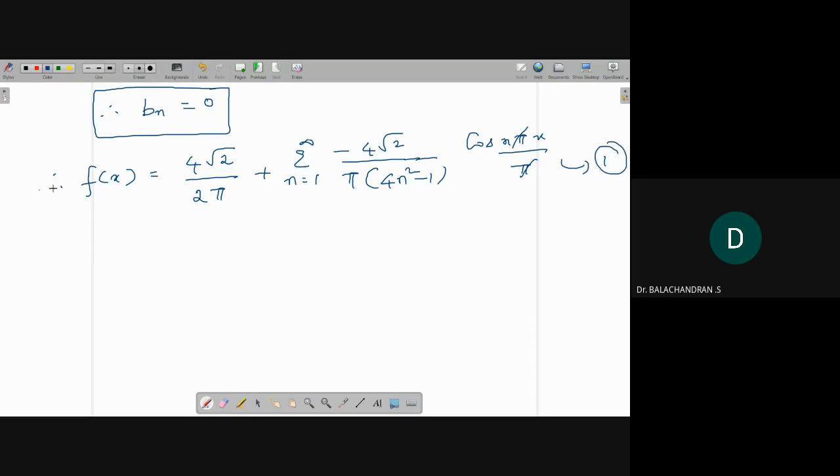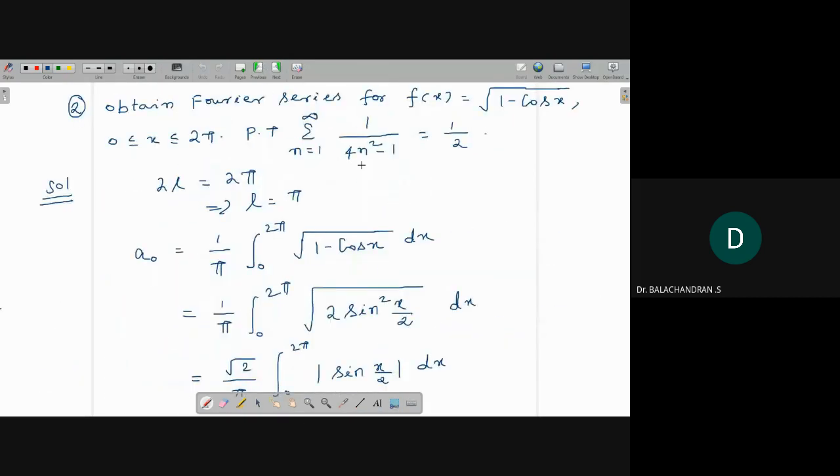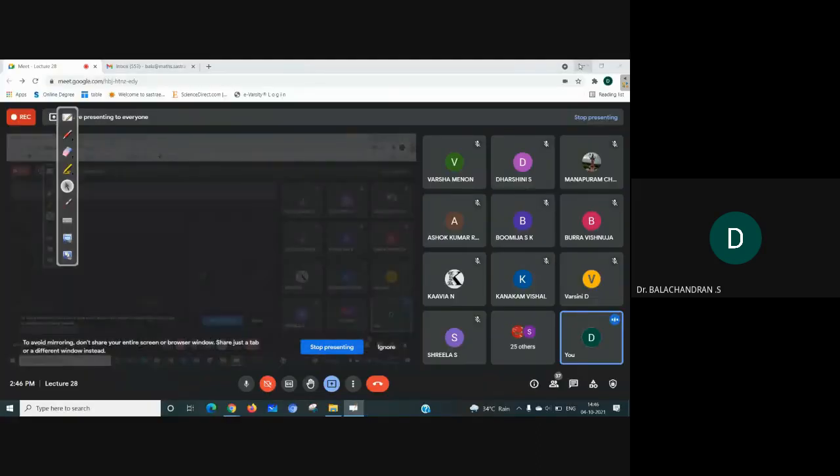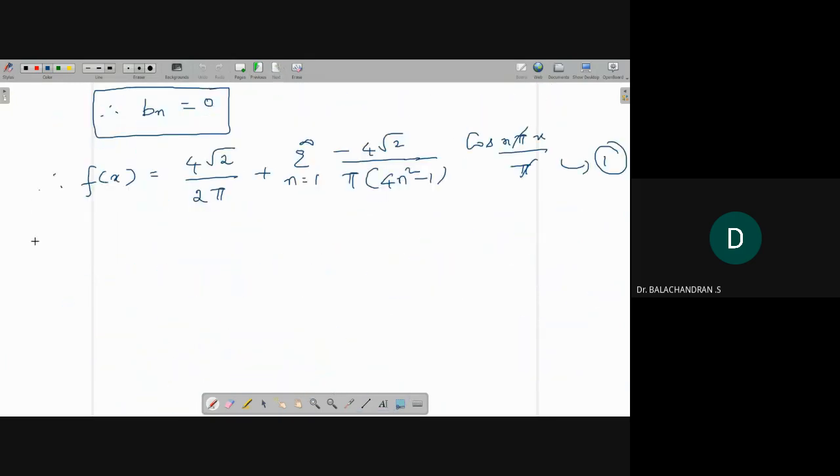So what is the substitution we should try here? I need to get this series, summation 1 by 4n square minus 1. But x equal to 0, sir? Okay, x equal to 0. Because it is 1, I need a summation n equal to 1 to infinity, 1 by 4n square. Even if you put x equal to pi, it is minus 1 whole power n. So that will not work out.